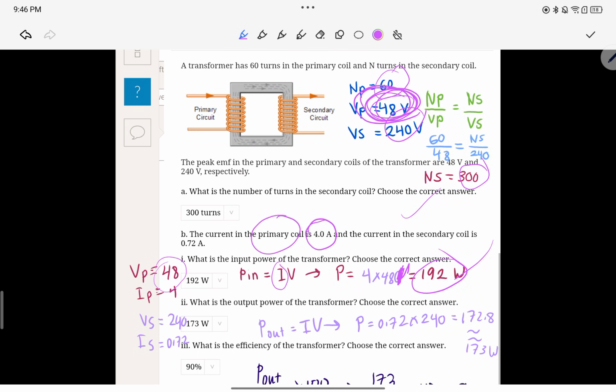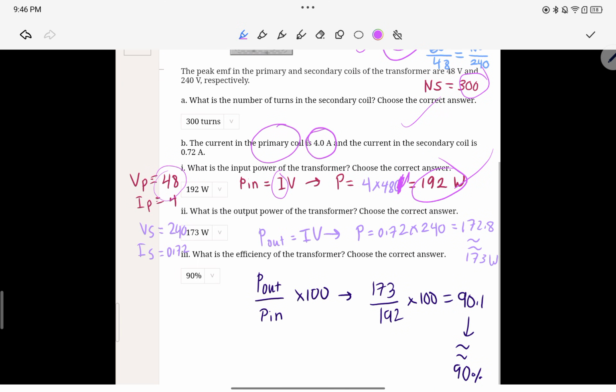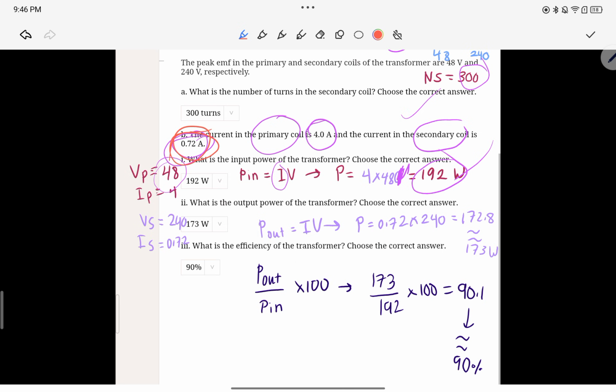We go to the secondary, it's right here. It's 240 volts. And they gave us here the secondary coil, so you shouldn't make a mistake with that. 0.72A, which is the I. 0.72 times 240, you'll get 172.8. So of course you're gonna round it. It's gonna be 173.